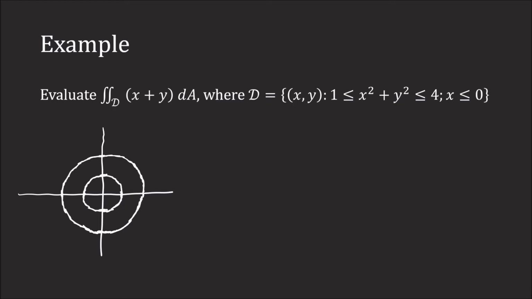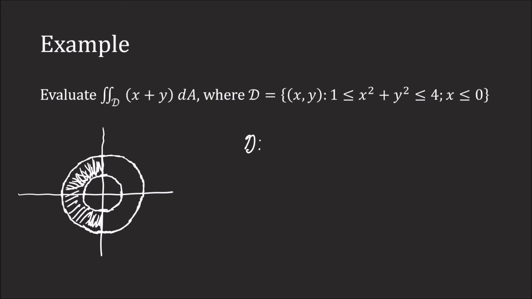Right, so what we're concerned with is this area that's between the two circles. However, we also have the stipulation that x is less than or equal to 0. So actually, the region that we're working with is just this region here. Okay. So we can describe this easier in polar.